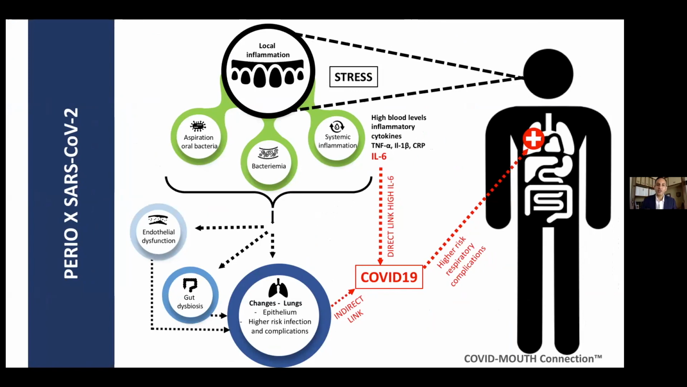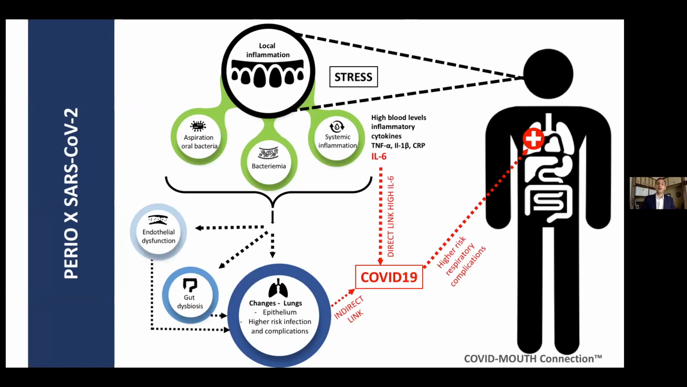So here's a summary slide where it might not be a bad idea to print this, laminate this, and actually show the patients what is going on, because you can see that there are direct pathways to COVID, indirect pathways to COVID. You can get aspirated, you can have bacteremia, you can have that systemic inflammation or the cytokine storm. You can have IL-6 directly going into the lungs and not allowing the oxygen gas exchange.